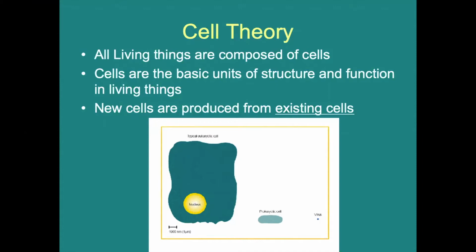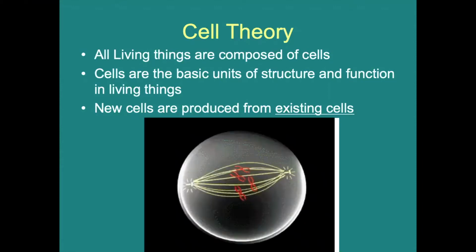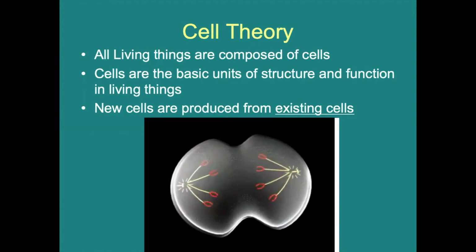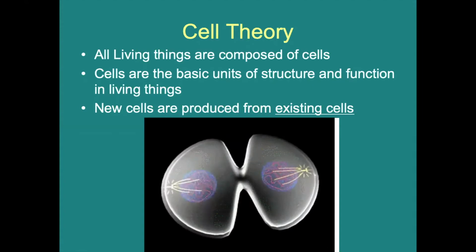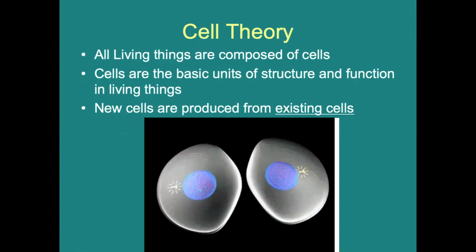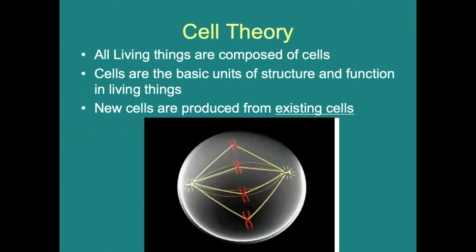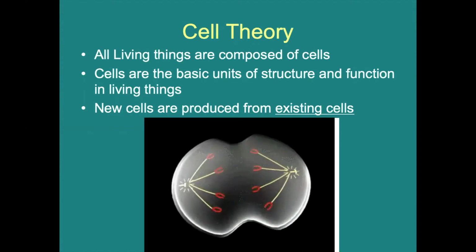Cool. And the third theory is new cells are going to be produced from existing cells, meaning you cannot create a cell. All you can do is take an already existing cell and allow it to reproduce. It's the only way we know of to get cells. Those are your cell theories. Those are three things you need to understand going into this for the rest of the school year.